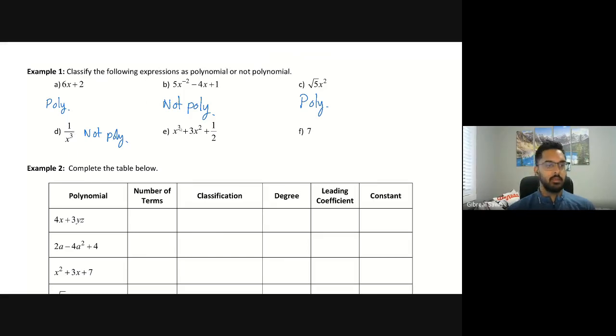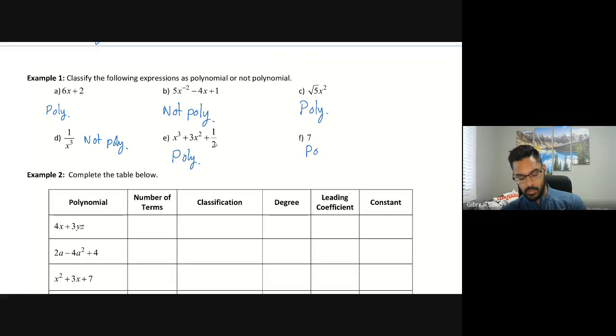For E, you've got whole number exponents. You have a constant on the end of 0.5 or 1/2. This is definitely a polynomial. And likewise, so is the last one. If it's just 7, that's a one-term polynomial, a monomial. It's just a constant. That's totally okay.